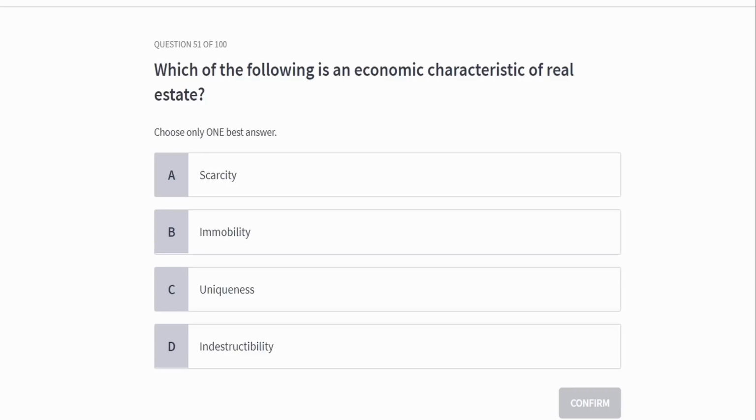So we're starting off on question 51. Obviously, we did 50 questions before. We're on 51 now. And our question is, which of the following is an economic characteristic of real estate? So it gives us 4 options. There's scarcity, immobility, uniqueness, or indestructibility.